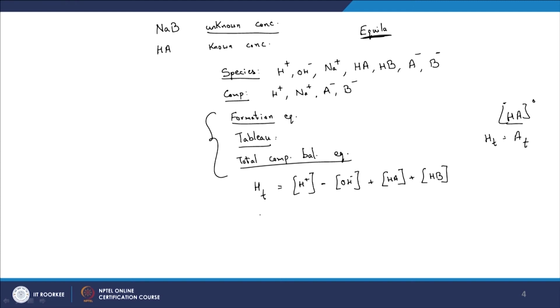So here that would more or less mean A total is equal to the concentration of H plus minus OH minus, and how can OH minus be written? We know that the water dissociation constant Kw is equal to H plus times OH minus. So OH minus is going to be equal to Kw by H plus, the water dissociation constant by H plus, plus HA, the protonated form of A, and HB, the protonated form of B.